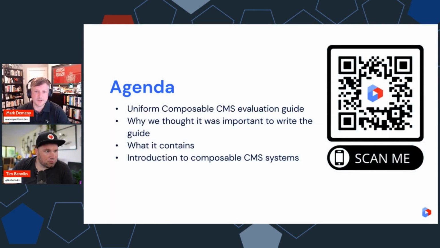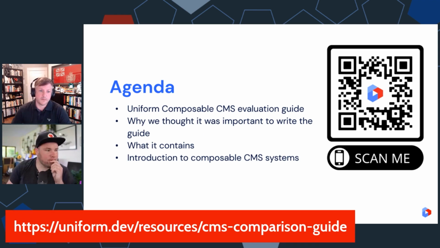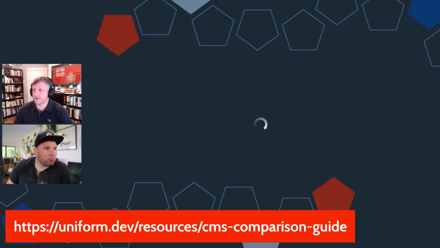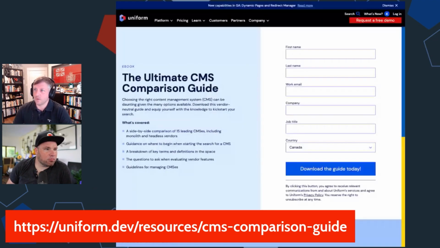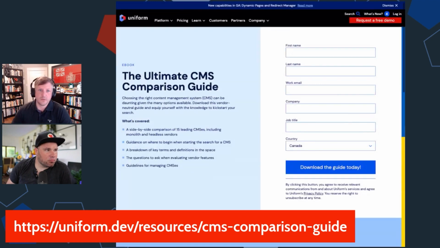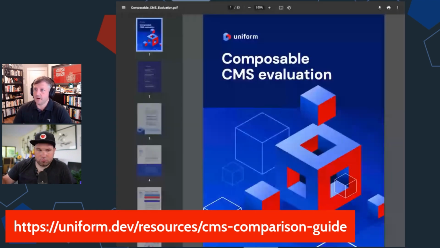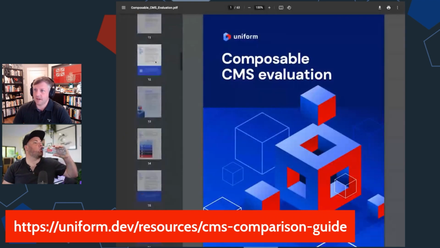So for today's lesson, we're going to introduce the guide and where you can download it. You can click on this QR code or visit uniform.dev and go to our resources section to download that. You will see a gated form here. You can fill out your information and download it. And once you get to that guide, you will see that it is a PDF with a lot of content. You can see it's a 63-page document.